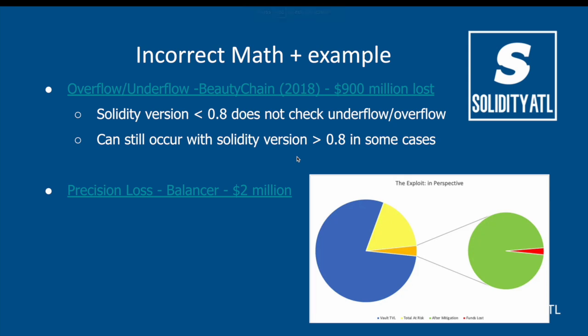In this last slide, we're going to go through an example of using incorrect math in a protocol. We're not going to go through Beauty Chain, but essentially what happened here was the protocol devs used a Solidity version less than pragma 0.8.0, which does not automatically check for underflows and overflows. If you're not familiar with overflows, depending on the type you're using, you can overflow those values and the numbers wrap around essentially like an odometer.